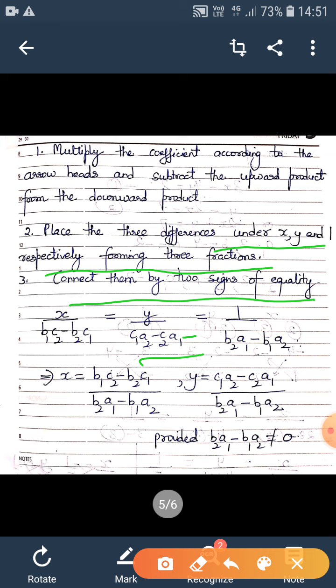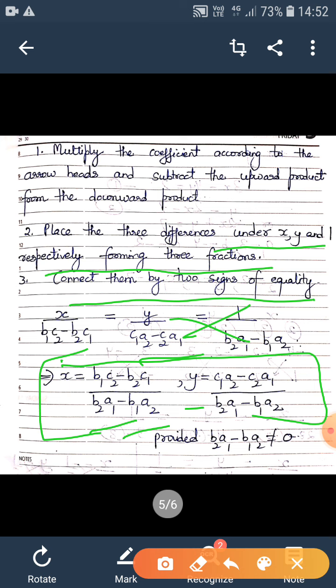So how can we find x now? By cross multiplying, we can obtain the value of x directly using the coefficients: x equals b1 c2 minus b2 c1 upon b2 a1 minus b1 a2. Similarly, when you cross multiply, y equals c1 a2 minus c2 a1 upon b2 a1 minus b1 a2. As you can see, the denominator is the same and it should not be equal to 0.